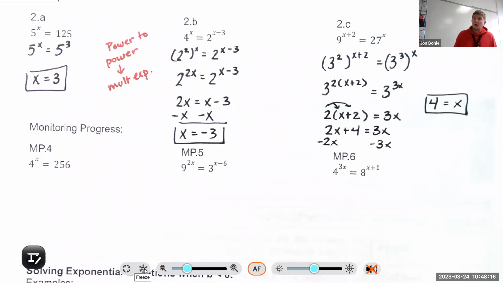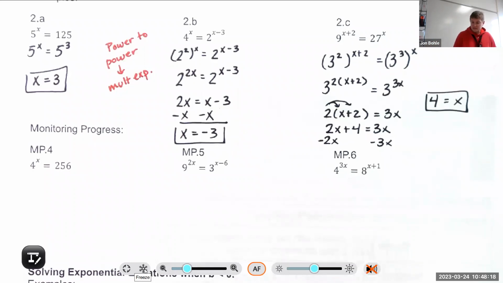Okay. All right, let's take a little bit of time, 4, 5, and 6. Okay, really work through these. Do not just copy my work down. Try to work through them on your own because they get a little bit more complicated than this.